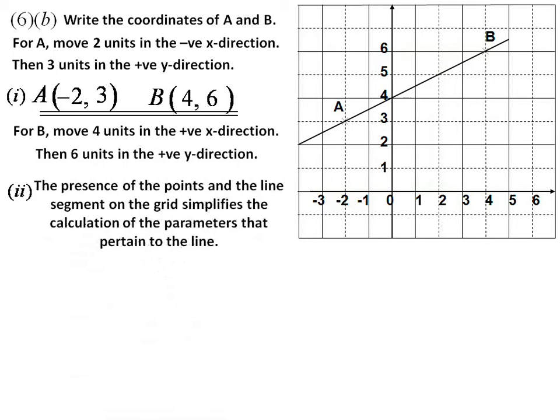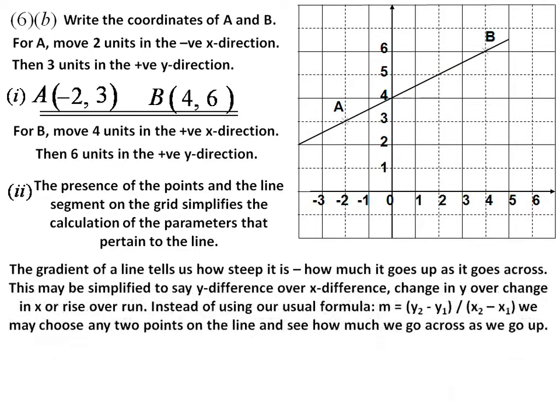The presence of the points and the line segment on the grid simplifies the calculation of the parameters that pertain to the line. The gradient of a line tells us how steep it is. That is, how much it goes up as it goes across. This may be simplified to say y difference over x difference, change in y over change in x, or rise over run.